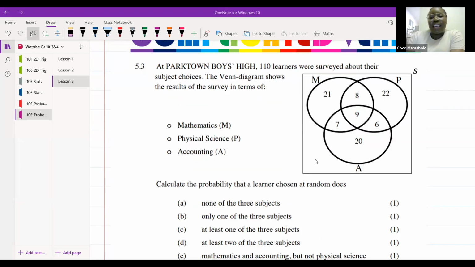So we're going to be taking Venn diagrams today, and we're going to be putting it together with probability. We're going to put both of them together, and we're going to be looking at what to do with the information we've been given. All right, let's start with this question over here. They say, at Parktown Boys High, 110 learners were surveyed about their subject choices. The Venn diagram shows the results of the survey in terms of maths, physics, and accounting. Okay, so we know that our full sample space, N of our sample space, the number of people in our sample is 110. So all of these put together need to equal 110.